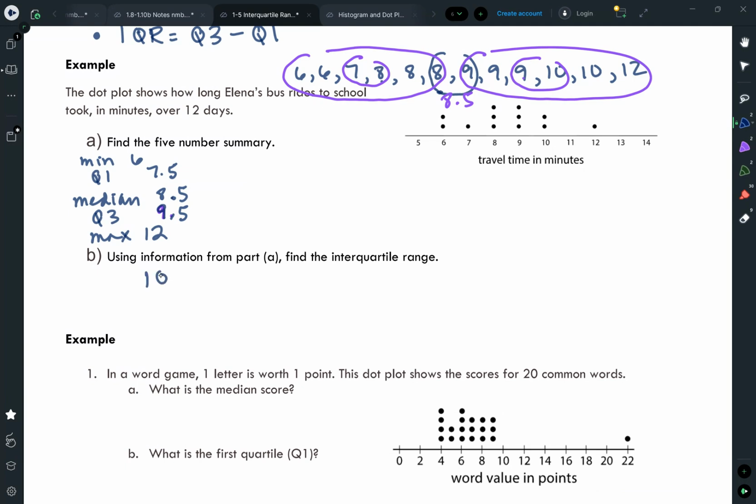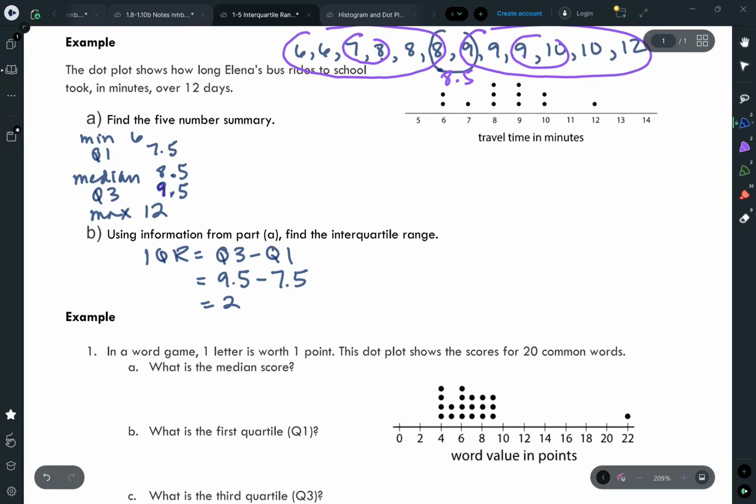So IQR is equal to Q3 minus Q1. So Q3 is 9.5 minus Q1 is 7.5. So 2. So that means most of my data only ranges by 2 minutes. So most of the time, it's really a pretty close set of data, right? Like it takes about the same time all the time, only off by a couple minutes for her to get to school.